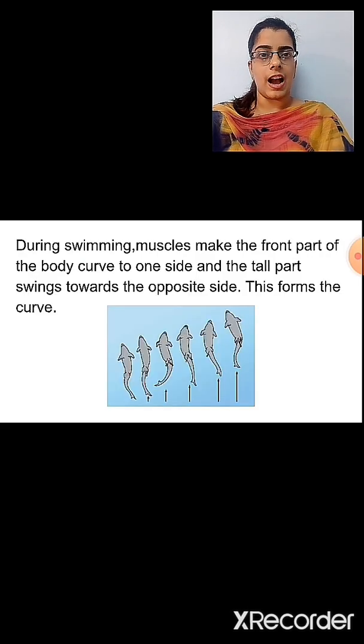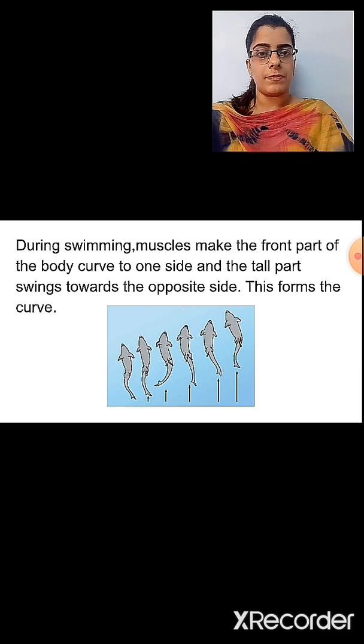Now let's see, how do fish swim in water? During swimming, muscles make the front part of the body curve to one side and the tail part swings towards the opposite side. This forms the curve. So while swimming in the water, the fish makes the curve. How? The muscles from the front part of the body will curve to one side and the tail part will move to the opposite side.